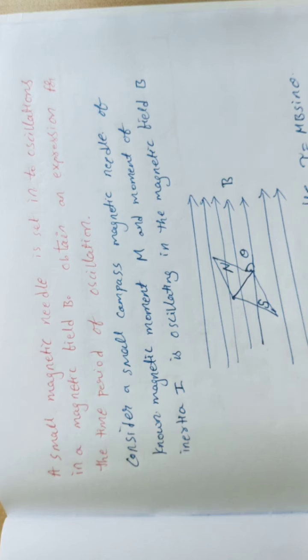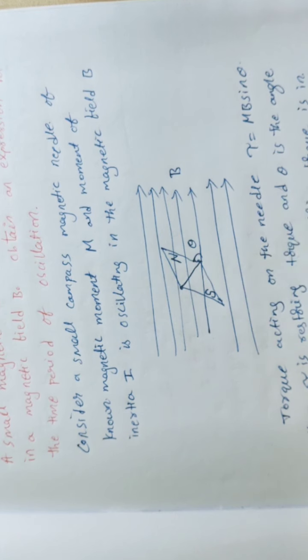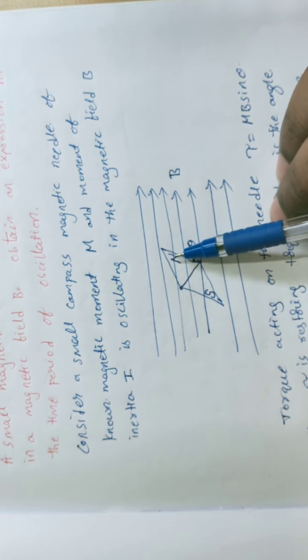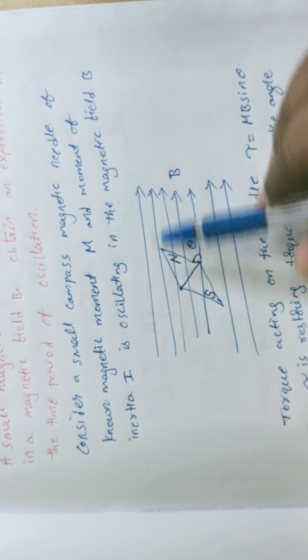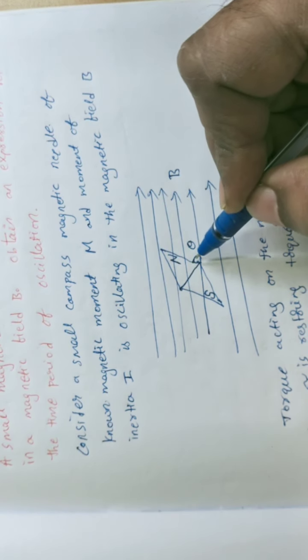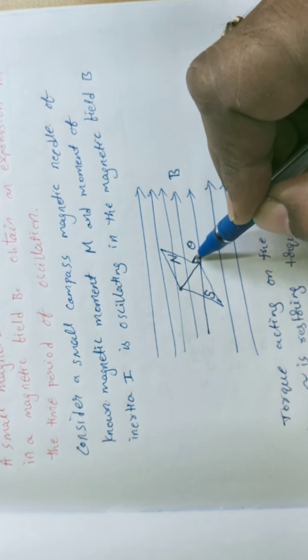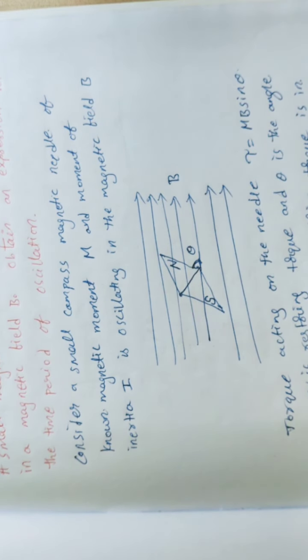So how can we find that? Observe carefully. Imagine this is one magnetic needle. In this magnetic needle the north pole is present and the south pole is present. This is present in a uniform magnetic field. Maybe this needle makes an angle theta with that field. Is it clear, students? So that one is continuously oscillating, you can imagine.